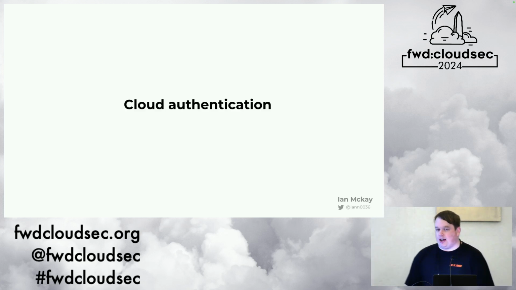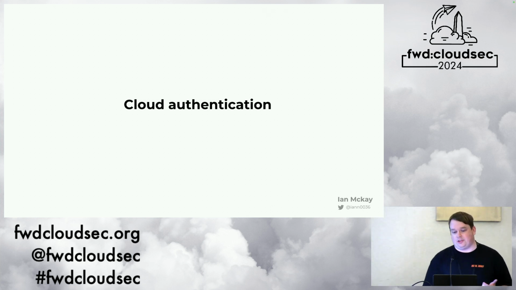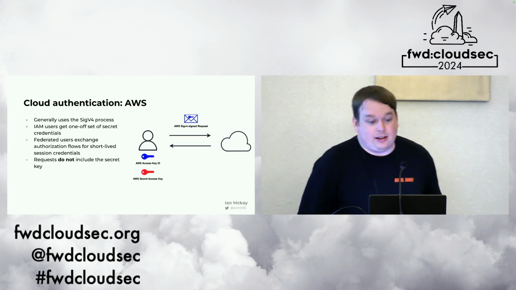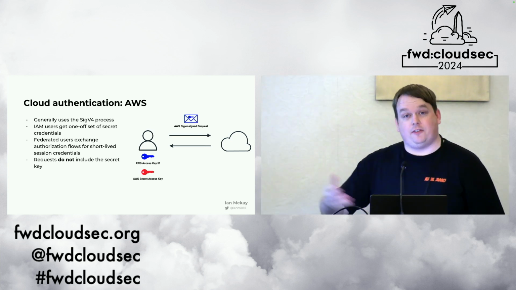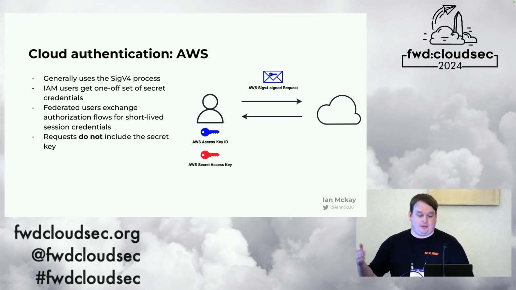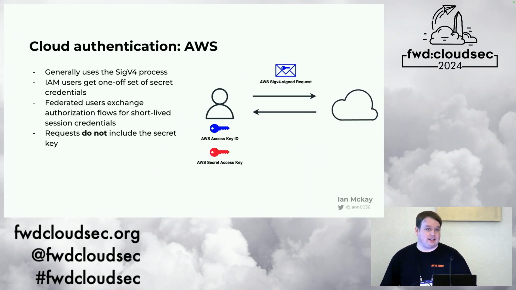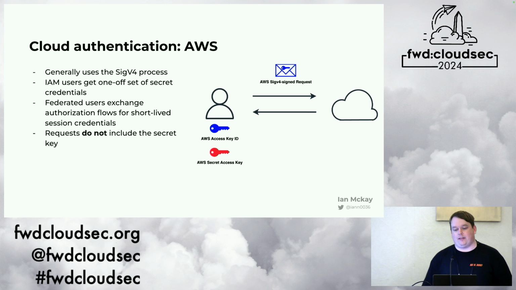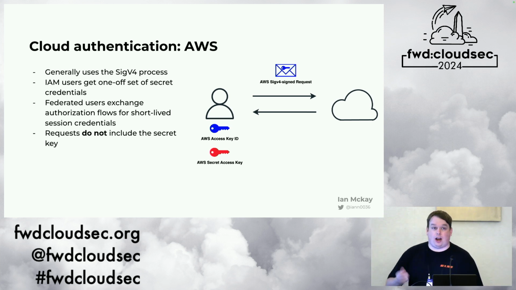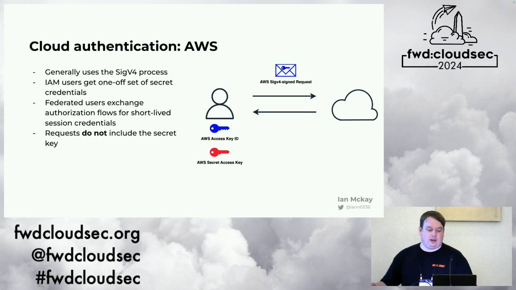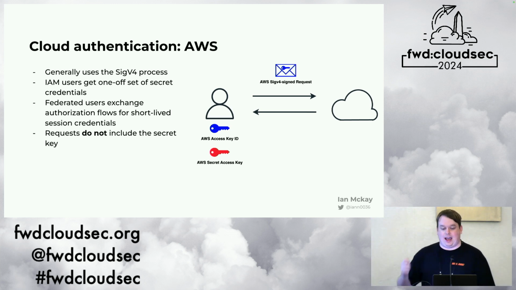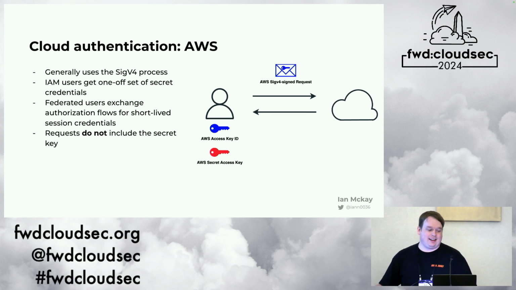Before we get into the meat of it, I do need to give a bit of a primer on the cloud authentication for the three main cloud providers we'll be talking about today. Starting off with AWS. For those who don't know, AWS technically uses this SigV4 process. Basically, you have an AWS access key ID and a secret access key, which are effectively a public and a private key. When you send requests, you sign those requests with your secret key, and then that goes over the wire, only containing your access key ID. Notably here, the requests don't include the AWS secret access key.